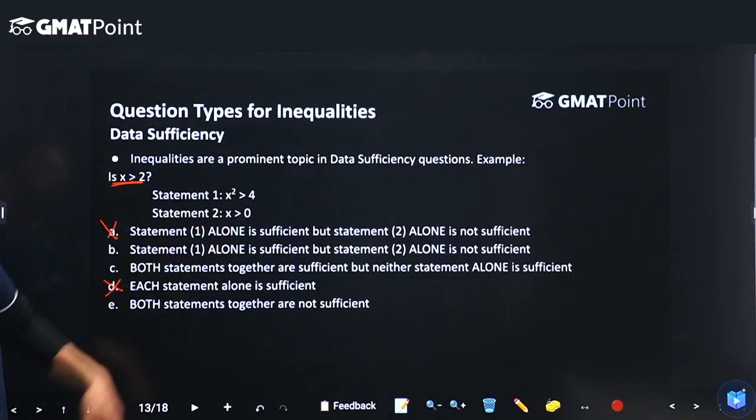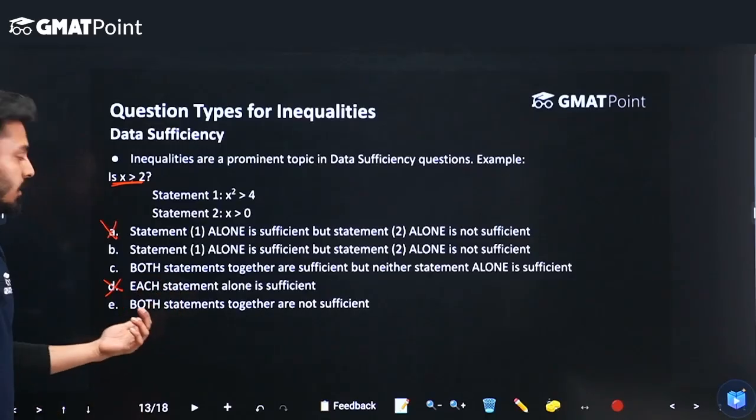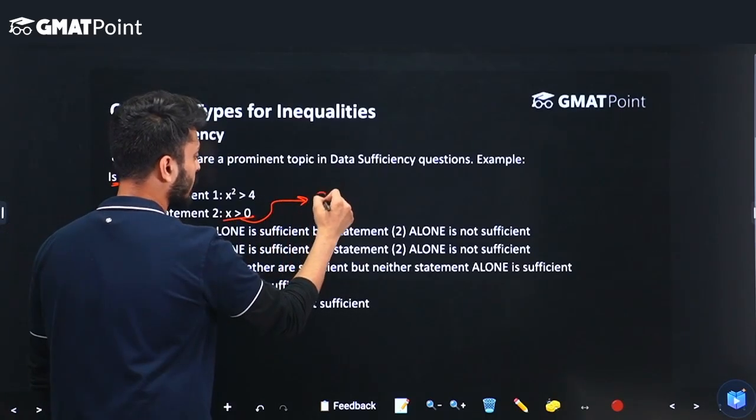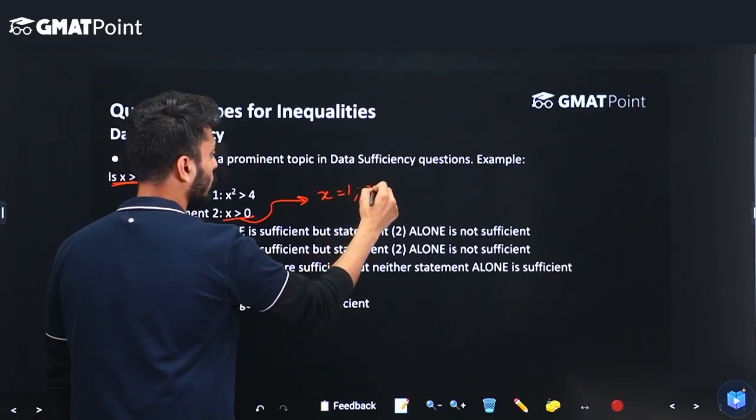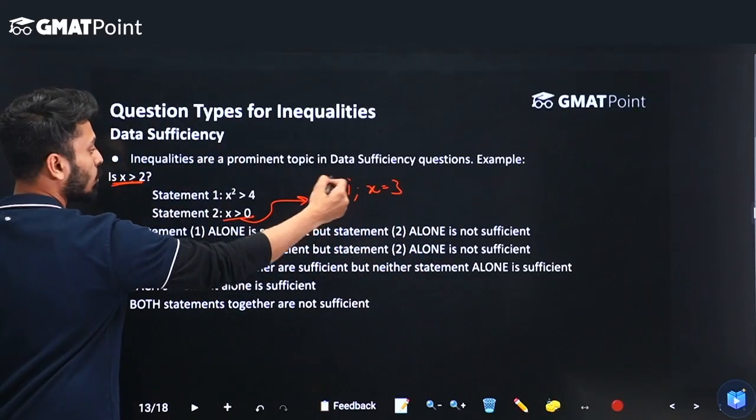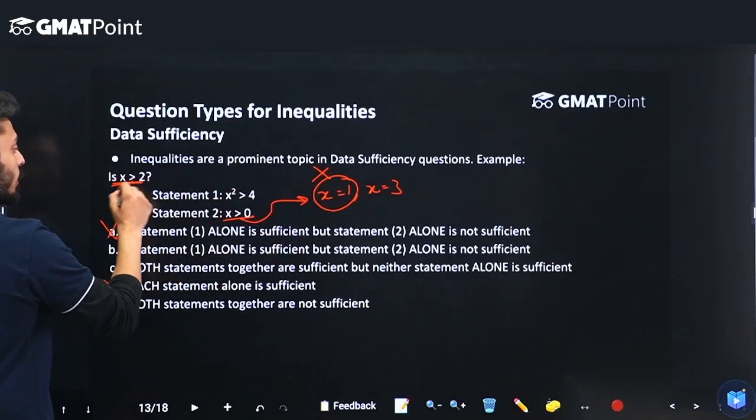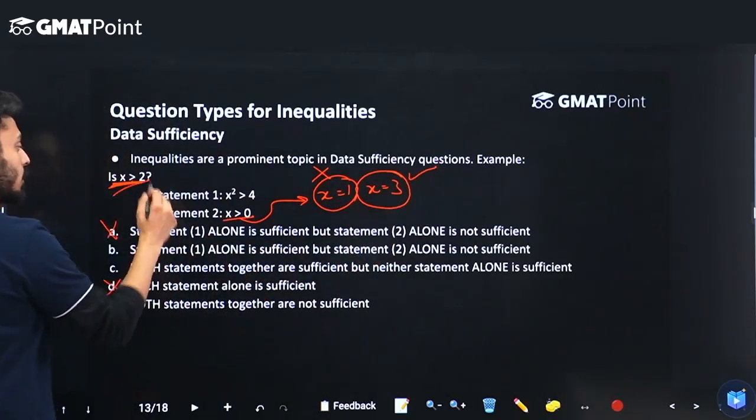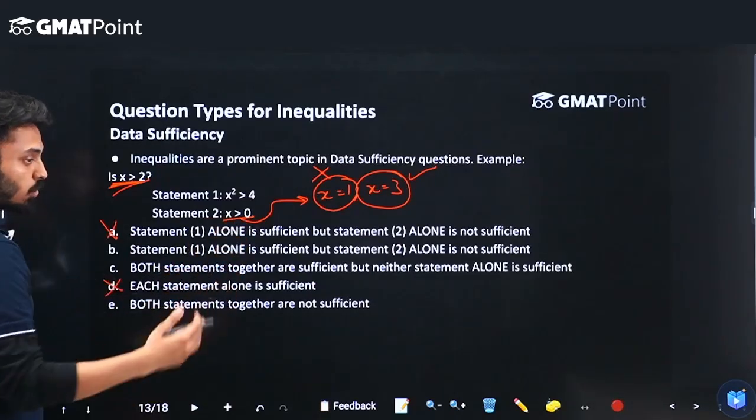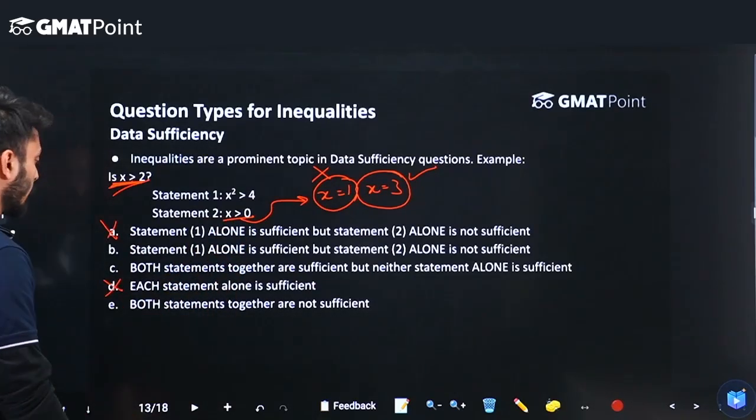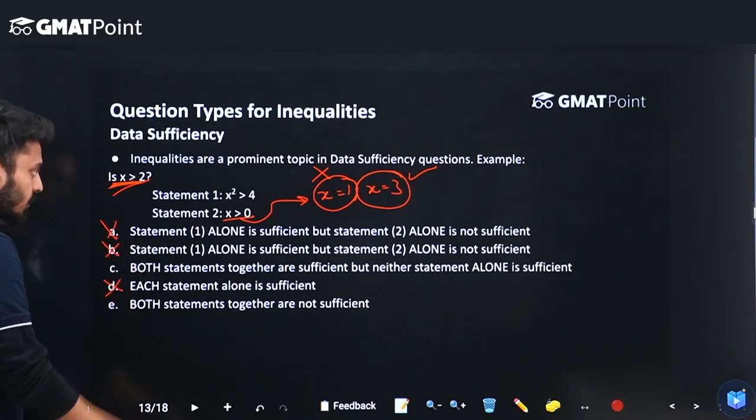Okay, let's test our statement 2 now. It says x is greater than 0. Now this one's much easier. This allows for the values, let's say x equal to 1, and also allows x equal to 3 since they are both greater than 0. But x equals 1 does not satisfy the question inequality, whereas x equal to 3 does satisfy the question inequality. So statement 2 also does not conclusively tell me whether x is greater than 2 or less than 2. So I can now reject option B as well.